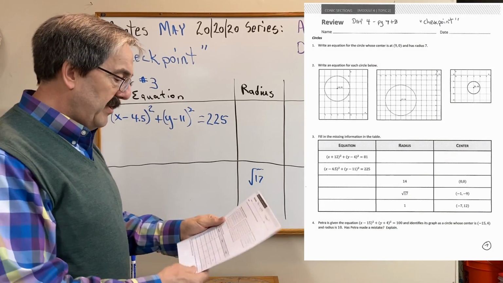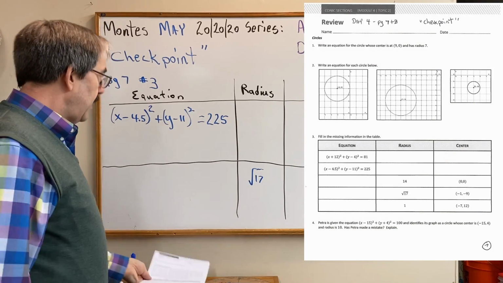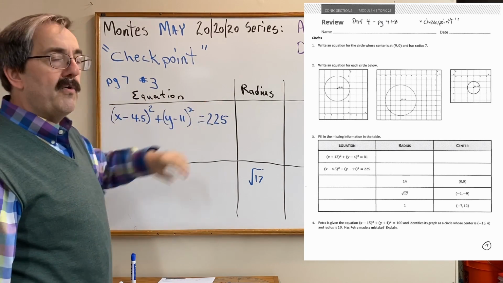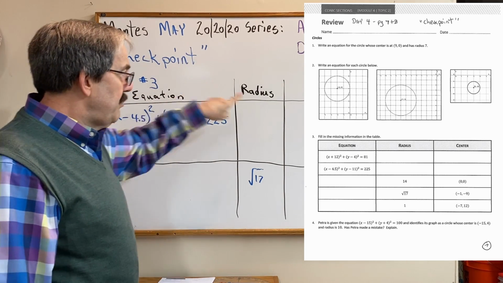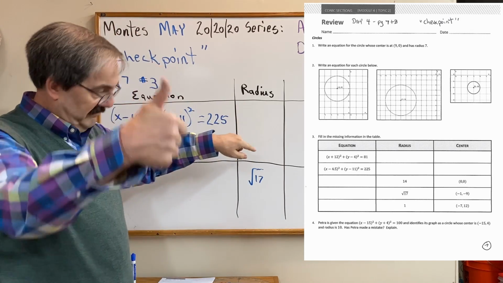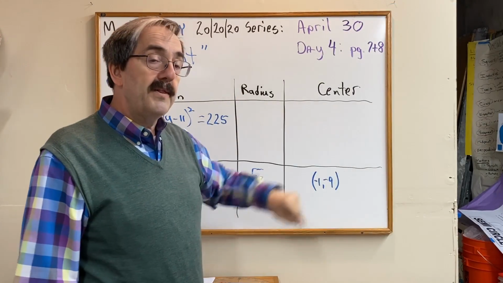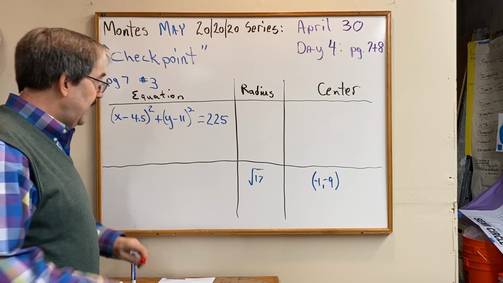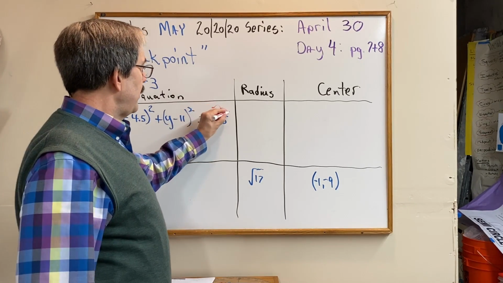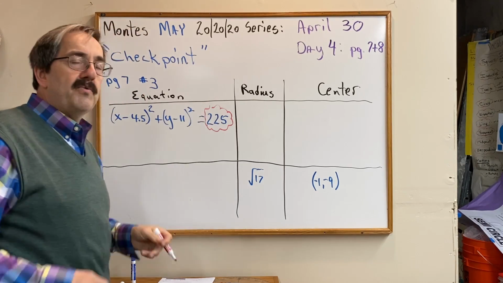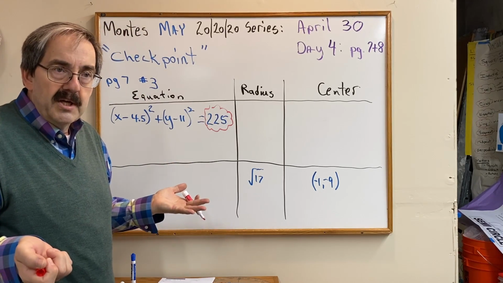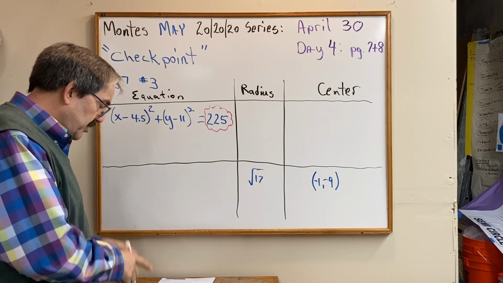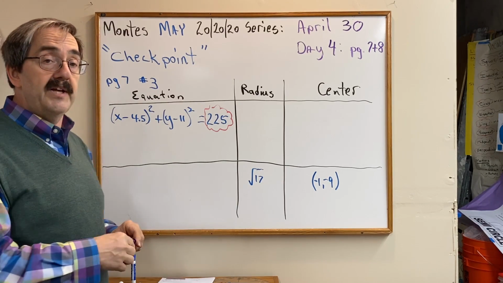On page 7, there's a chart. I drew the chart out. Page 7, number 3. They gave you an equation. From the equation, can we find out the radius? From the equation, can we find the center of the circle? Absolutely. So the first thing I see is this 225. This 225 is not user-friendly to us. What is the square root of 225? In other words, what number times itself is 225?